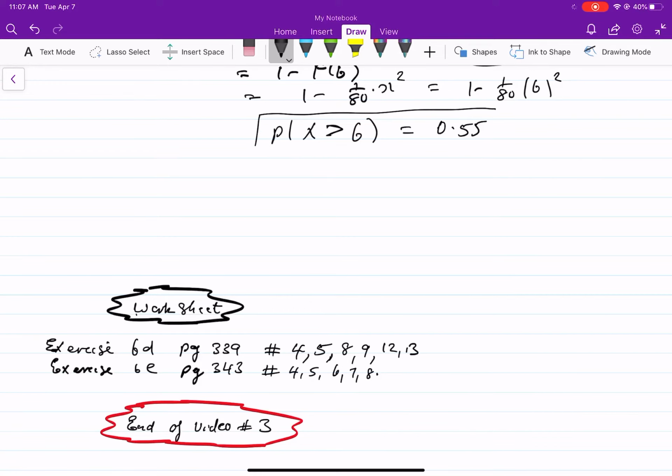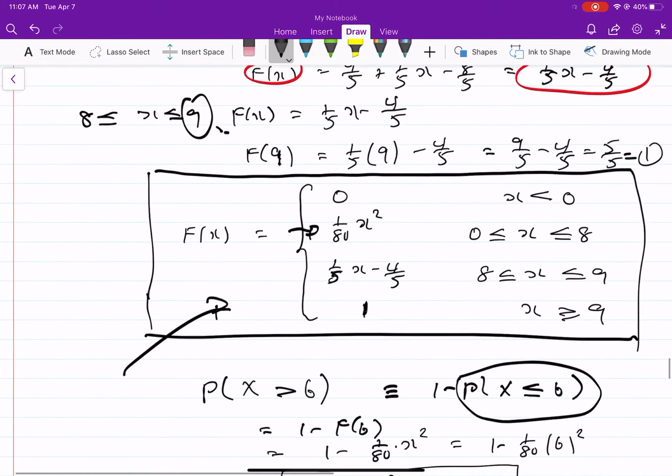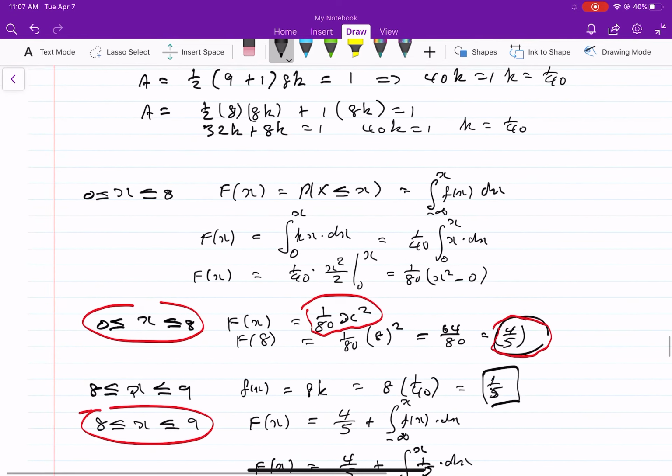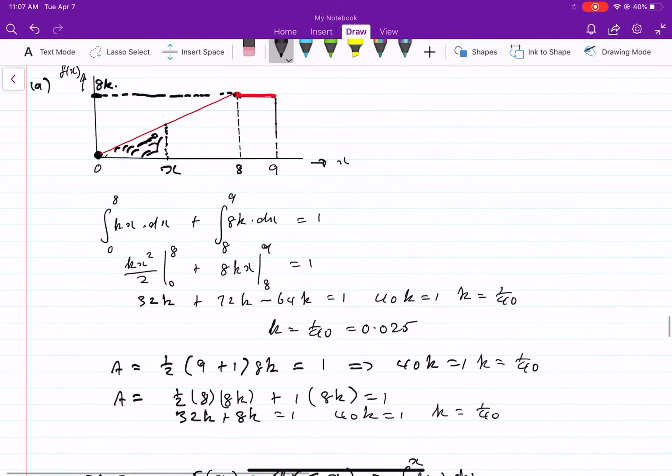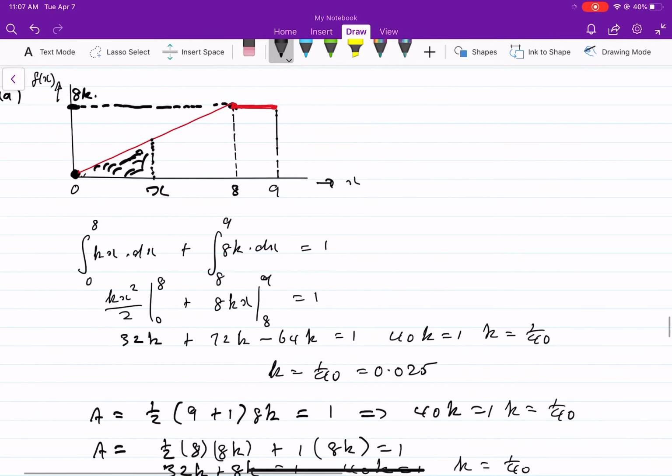Not too bad. Could we have gotten the same thing if we had used the PDF itself to do it? Yeah, we would have gotten the same thing, I'm pretty sure. Let's see, x equals 6 is somewhere back here. So we'll be finding the area from 6 to 8, and then the area from 8 to 9. Again, one portion is a trapezium. Between 6 and 8, that is a trapezium, and between 8 and 9, that's a rectangle.